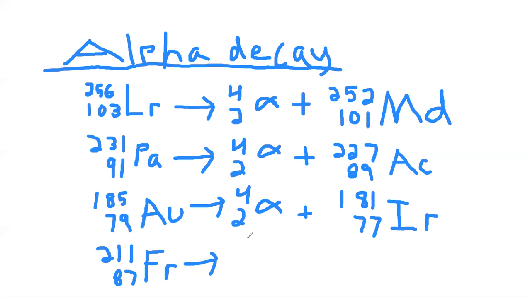Okay, and for the last alpha decay question, 211 minus 4 would be a mass of 207, and 87 minus 2 would be an atomic number of 85. And the element with atomic number 85 is At.